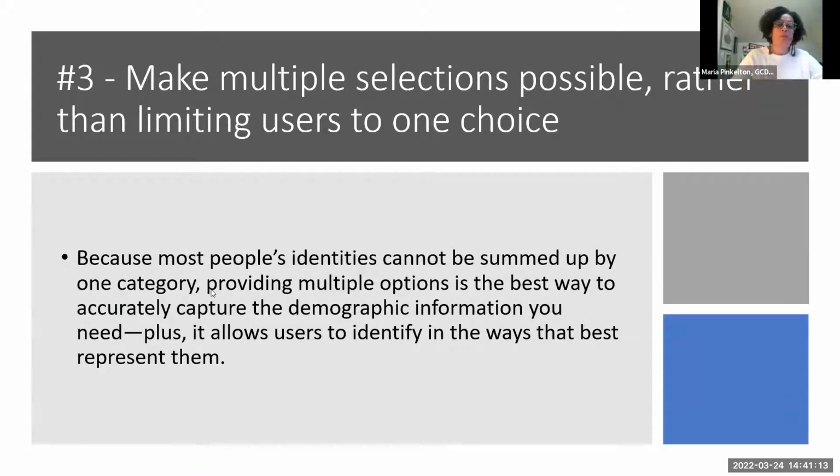Number 3, make multiple selections possible rather than limiting your users to one choice. So what this means is because most people's identities cannot be summed up by one category, you really want to provide multiple options, and that's the best way to accurately capture the demographic information you need. Plus, it allows users to identify in the ways that best represent them. I'm now going to pass it over to Tedra.